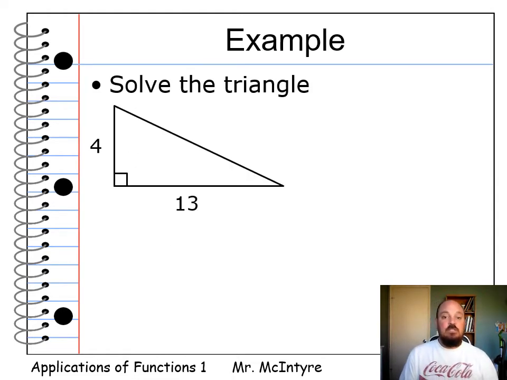and talk about what our choices are. So the example here says solve the triangle, and it has a right triangle, and it has two pieces of information given, two sides, with a side is 4 and a side is 13. So this is the exact setup that I described to you guys. There are three things we need to find here.